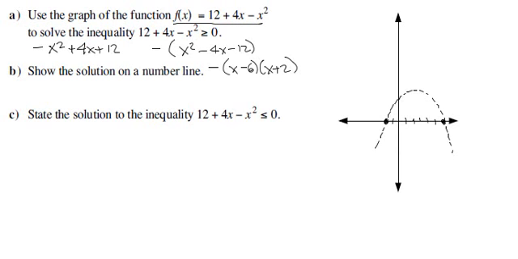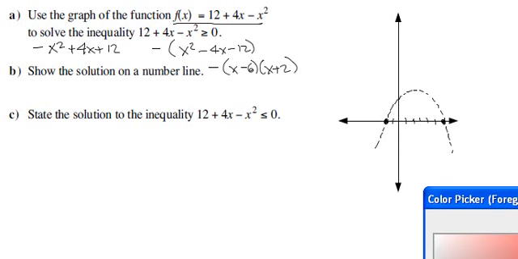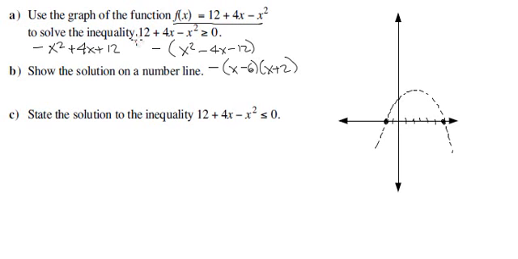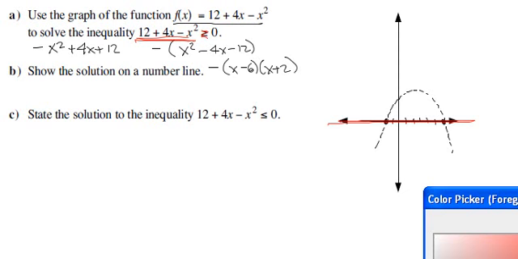Now, the inequality they're asking about is when does 12 plus 4x minus x squared, in other words, when does the thing we just drew become greater than or equal to 0? Here's 0, right on the x-axis. When are we higher than that? And when are we equal to that?